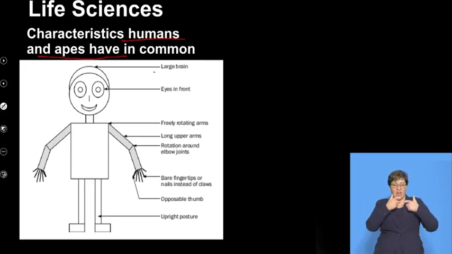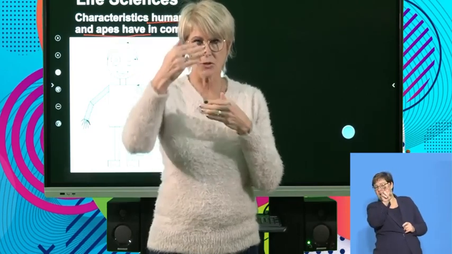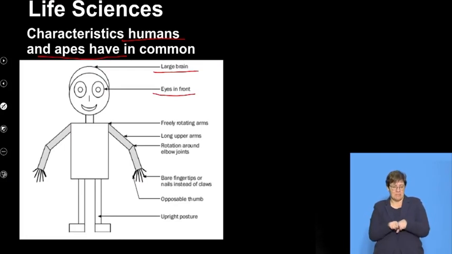We look here at the head, and what we have is a large brain. It's much larger than other animals, so we have that in common. Another feature we have in common is that we have eyes in front. In other words, our eyes face forward. Remember when we studied the eye, we learned that it gave us stereoscopic or binocular vision, which allows you to have 3D or depth perception. So you're able to perceive depth, distance, and those kinds of things. That's another characteristic that we have in common.